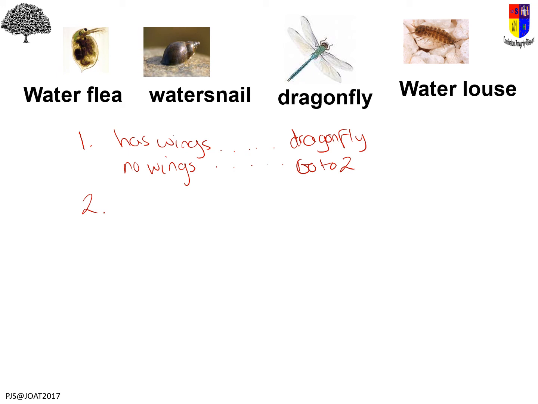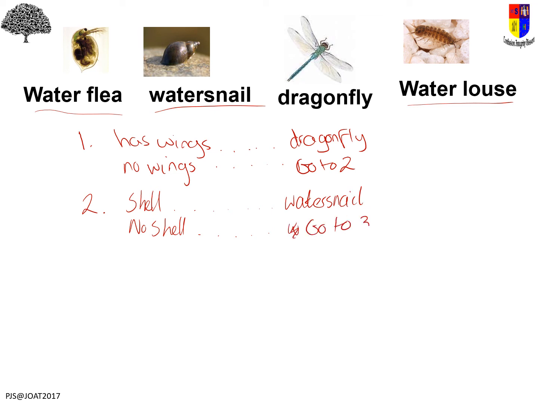And this time, I've got now my water flea, my water snail, and the water louse. So I'm going to go with shell. So shell, no shell, because that's pretty straightforward as well. So we've now got our water snail, and go to 3. We're at 3. Right, so all we've got left now is our water flea and our water louse.